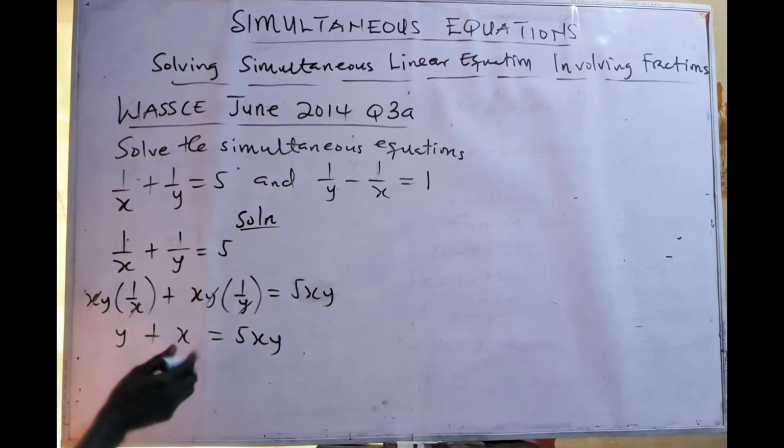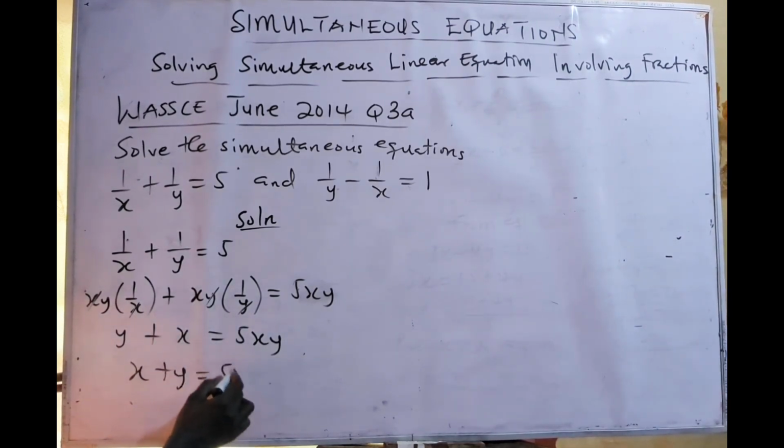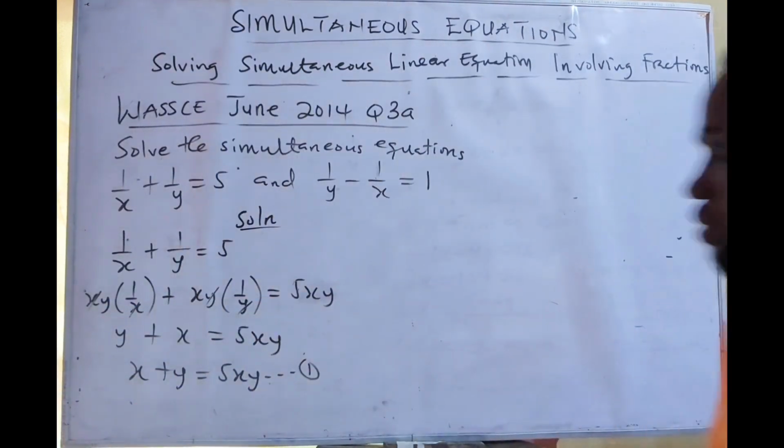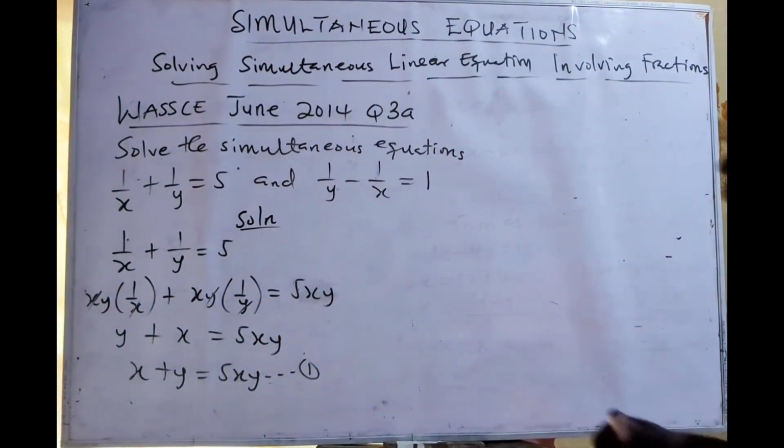Okay, let me arrange by bringing the x first. So x plus y will be equal to 5xy. Let's put this one down and call it our equation 1. So x plus y equal to 5xy is our equation 1.